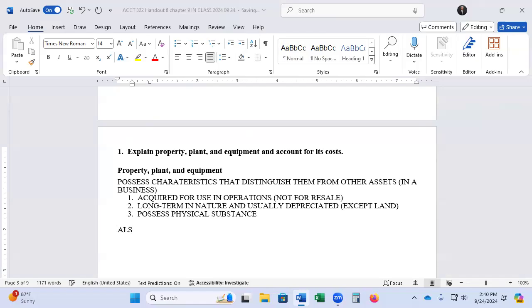Property, plant, and equipment is also called fixed assets or non-current assets. And we report PP&E at historical cost plus capitalizations.